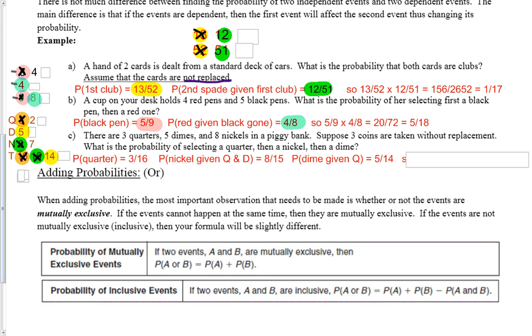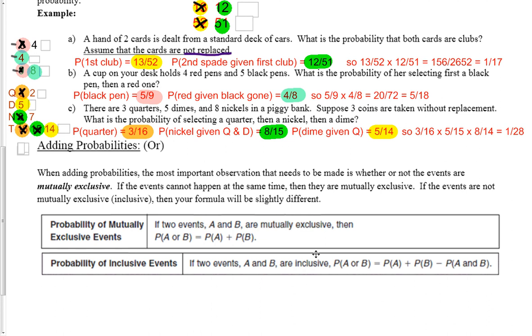So we take these 3 numbers that we got. That last probability was the 5 out of 14. The second one, the 8 out of 15. And the first one, the 3 out of 16. Multiply them all together. And that's going to reduce down to 1/28. So the probability of this event happening, this multiple step dependent event, is 1/28.